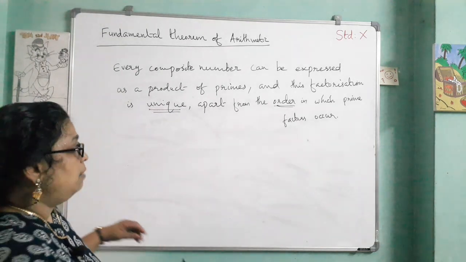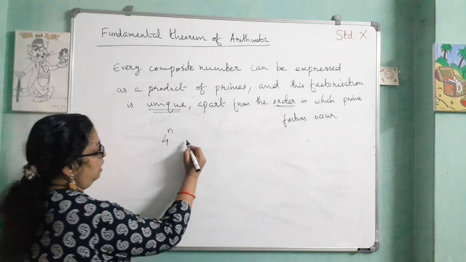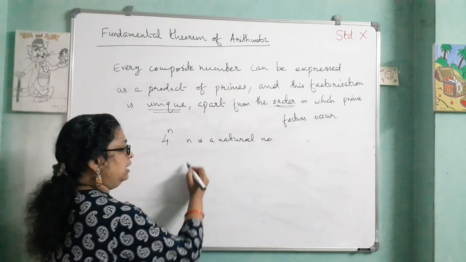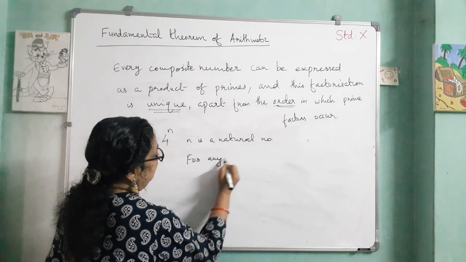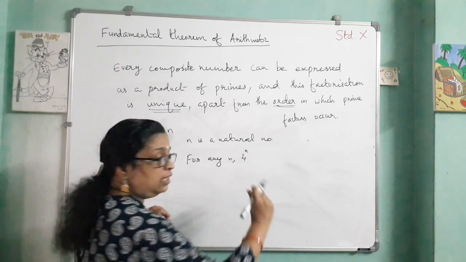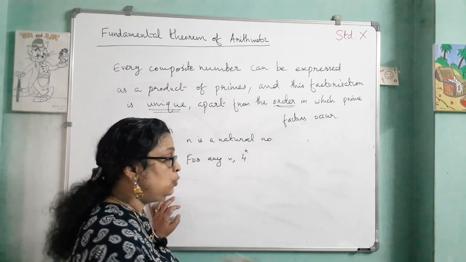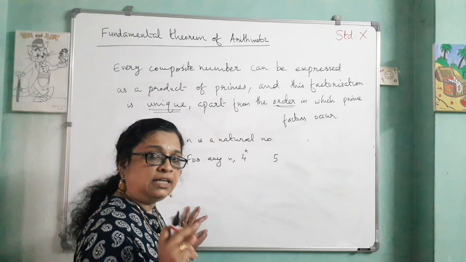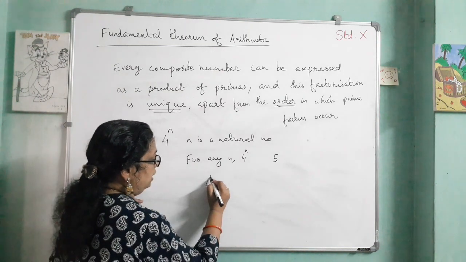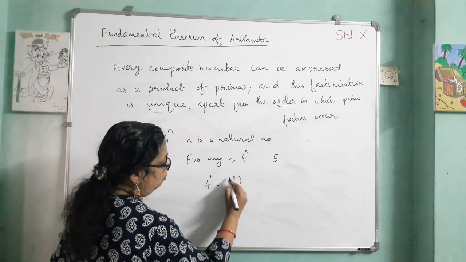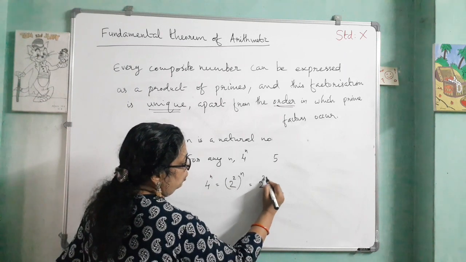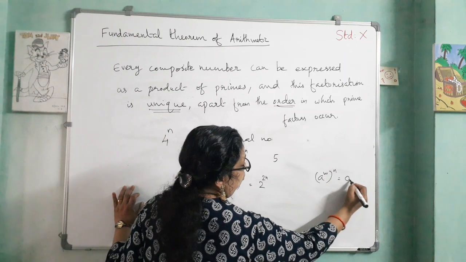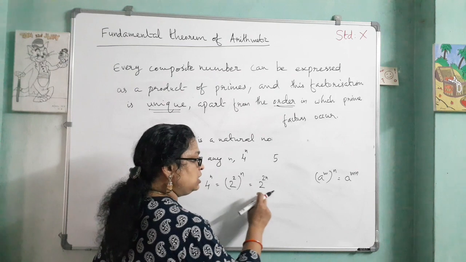Then consider a number 4 raised to n, where n is a natural number. For any n, for 4 raised to n to end with the digit 0, it should be divisible by 5, that we know. That is, the prime factorization contains the number 5. But 4 raised to n can be written as 4 is 2 square, the whole raised to n. That is 2 raised to 2n. We know that in exponents, a raised to m, the whole raised to n, is equal to a raised to m into n. That way 2 raised to 2n.